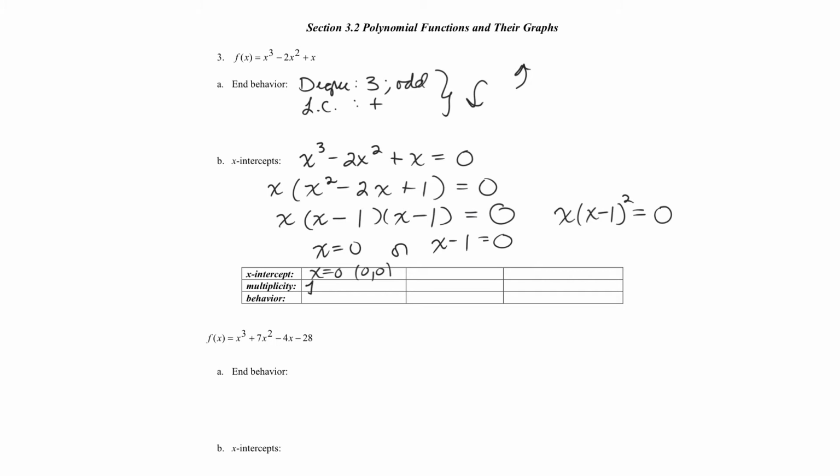The multiplicity is 1, which is odd. So it's going to cross. It's going to do so fairly straight, right? And then I have x equals 1, if I solve this one. Ordered pair (1, 0). Its multiplicity is 2, which is even. And so the graph is going to touch and turn around at that x-intercept. So for this one, we had to do a little bit more work finding our zeros, right? Okay, another example.